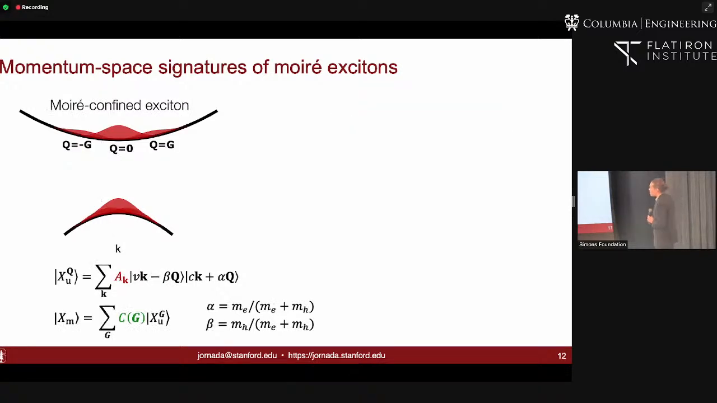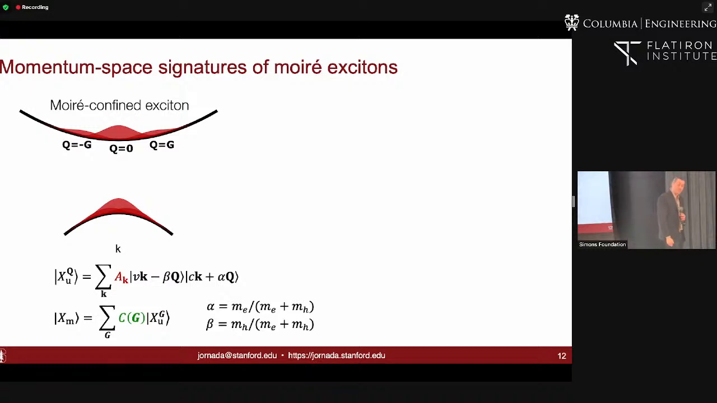So the idea is that, of course, if you have an exciton that is confined by a Moiré potential, you can now describe this exciton as a linear combination of excitons with different momenta with some expansion coefficient. So basically, if a free exciton can be described as X_Q, an exciton that is confined by the Moiré potential will be written as a linear combination of these with some expansion coefficient C of G. And you can think about this like this.